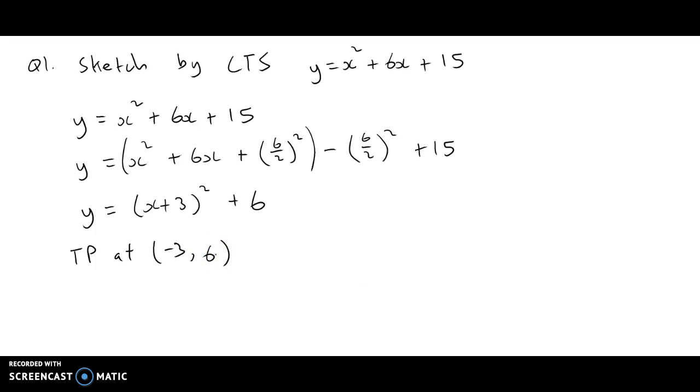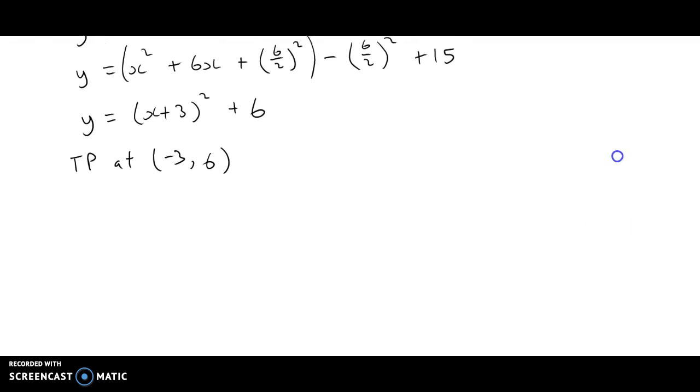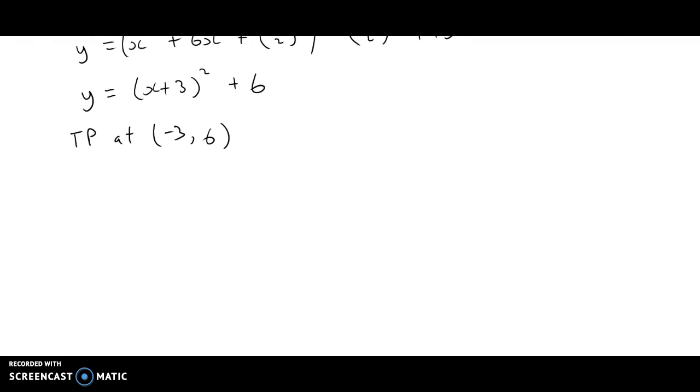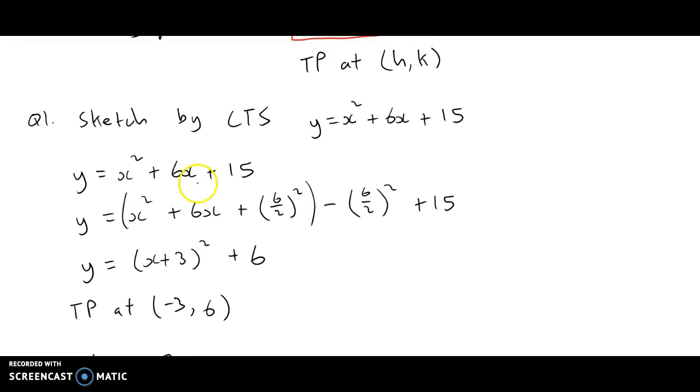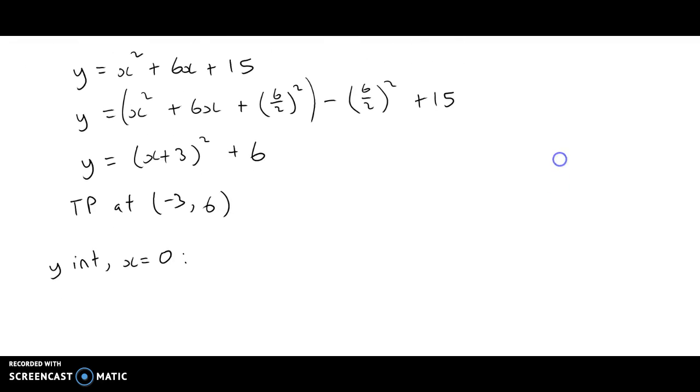And once we've done the turning point, we need to go ahead and find the y-intercept and the x-intercepts as we would for a parabola in its general form. So let's go ahead and find the y-intercept. We know to find the y-intercept we let x equal 0. Now, it doesn't matter which rule we use to make x equal 0. We could let x equal 0 here, or we could use our original rule here. It doesn't matter. I'll use the original one. So y equals 0 squared plus 6 times 0 plus 15, y-intercept of 15.